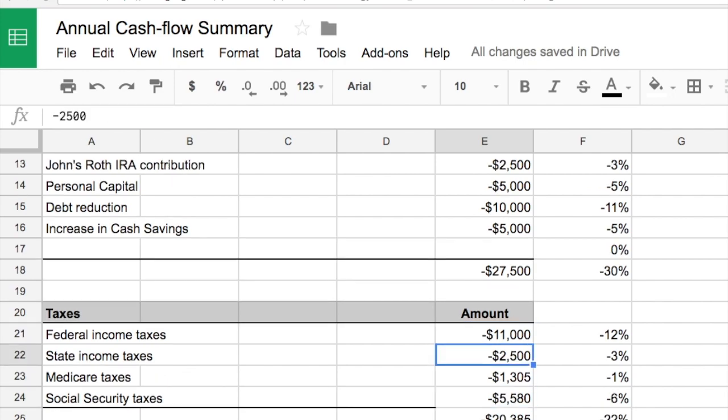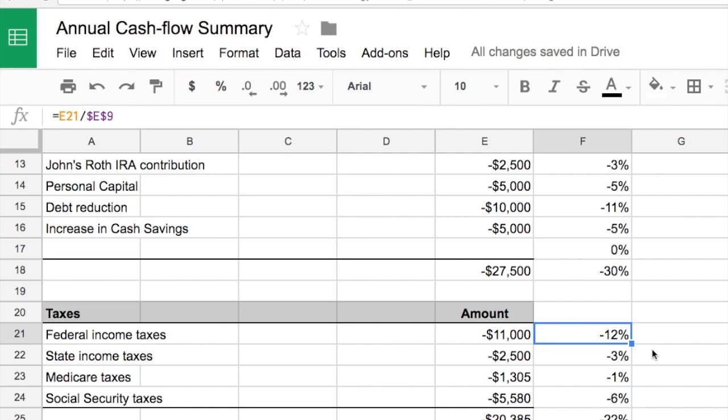But the interesting thing about this is everybody thinks that the total tax number they pay is whatever their marginal tax bracket is, and that's not true, because taxes are progressive. So the more money you make, the higher tax rate each additional dollar is taxed at.